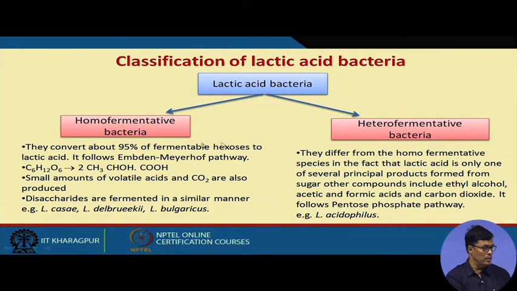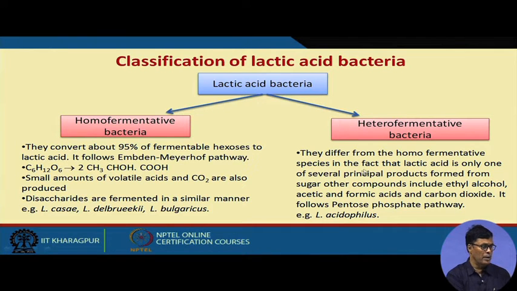Now, this is the differentiation between homofermentative bacteria and heterofermentative bacteria. As I pointed out, here the products are mostly lactic acid and carbon dioxide, and maybe a small amount of volatile fatty acid is produced. Most of the bacteria that use this fermentative process are Lactobacillus casei, Lactobacillus delbrueckii and Lactobacillus bulgaricus. I want to point out that in large scale application, mostly we use either Lactobacillus delbrueckii or Lactobacillus bulgaricus.